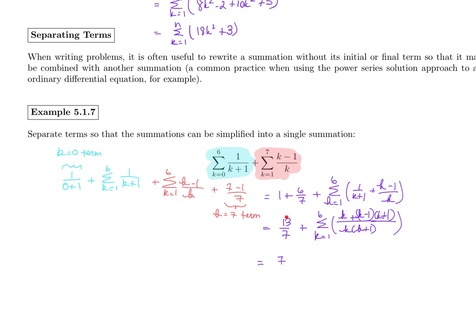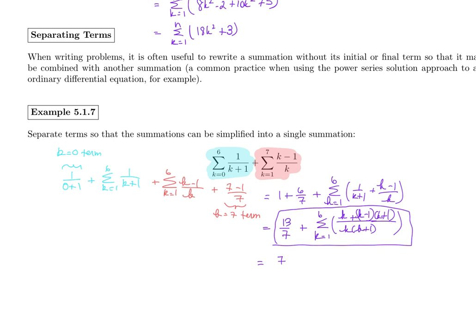Now notice we've got 13 over 7 plus a sum from 1 to 6 of k plus k minus 1 times k plus 1 over k times k plus 1. This is not an uncomplicated summation. We didn't do anything wrong, but it's still really complicated.